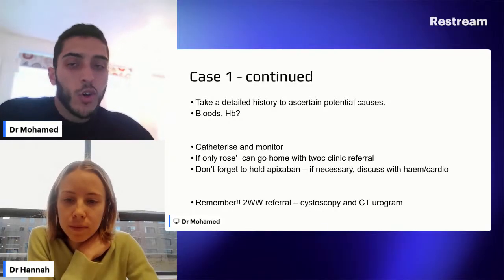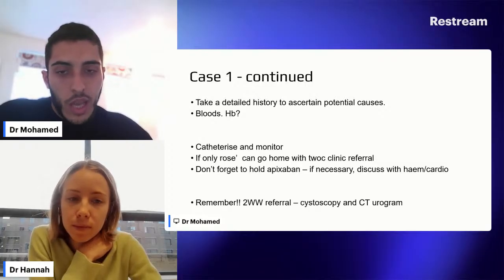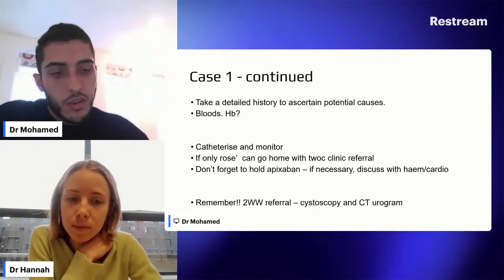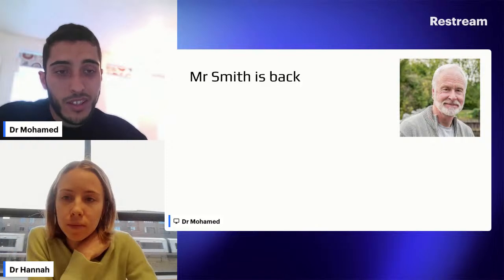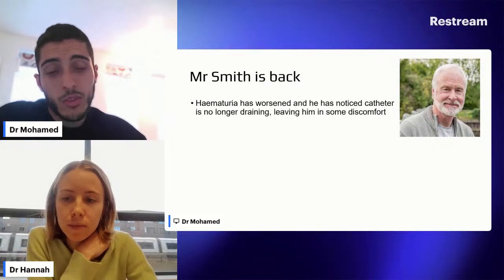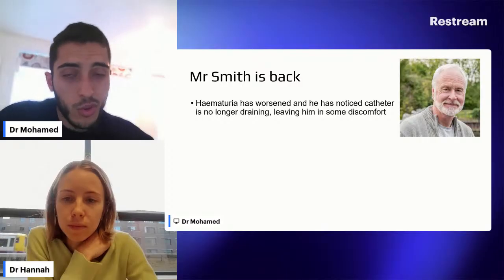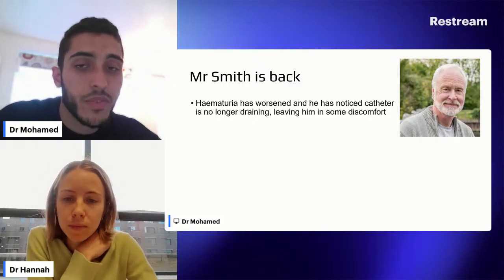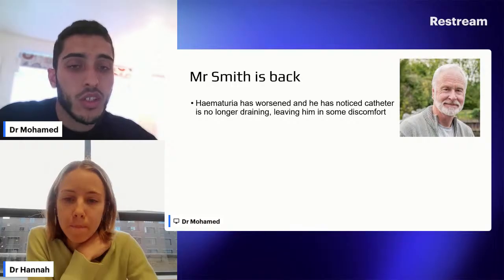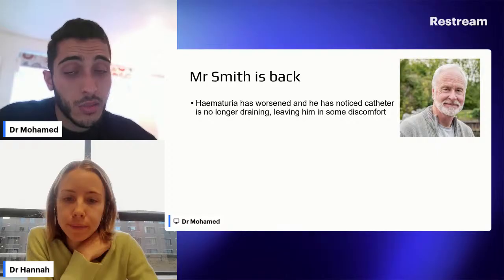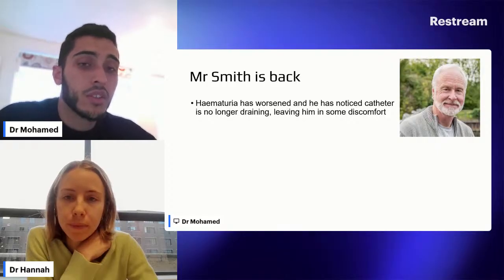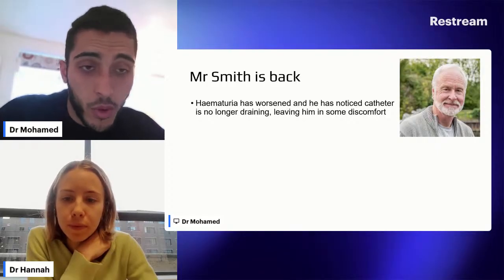Anyways, so he goes home. You've put in the 2-week wait referral. He's happy. He's got his catheter in. No issues there. But 5 days later, Mr. Smith is back. And he's not as happy as he looks in this photo because his hematuria has worsened. It's become more prominent. It's no longer rosé. It's a lot darker. And he's also noticed that his catheter is no longer draining. He noticed that this morning, and it's left him with a bit of abdominal discomfort.